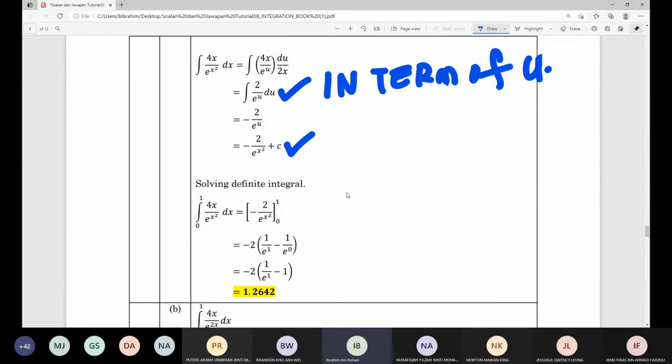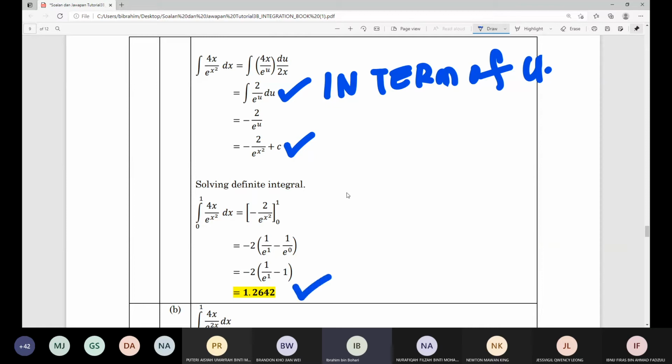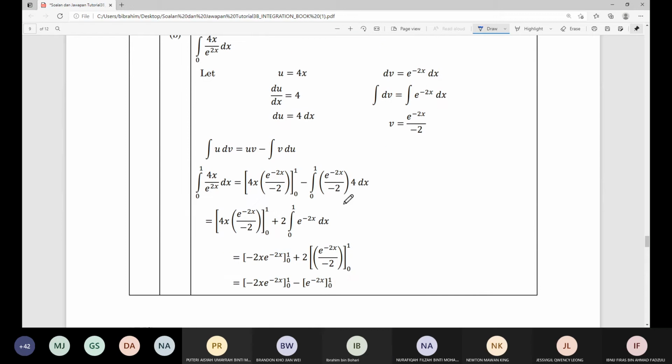And you substitute the value, and the last answer is 1.2642. You check the question, write down the answer in 4 decimal places. So you just follow the question. If it wants 4 decimal places, you just follow. If it wants 3, you follow. Usually we put at least 3, so 3 or 4 decimal places is usual. Okay, question A and question B. Okay, check first.